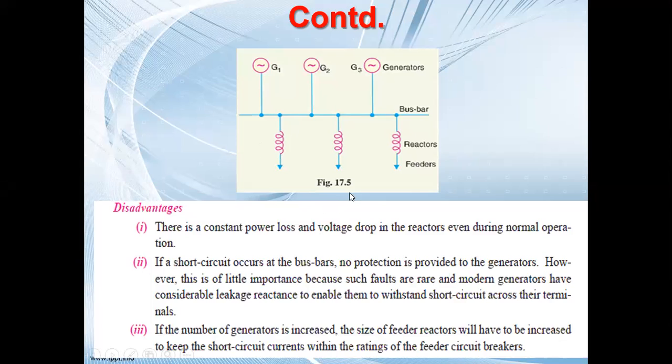If a short circuit occurs at the bus bars, no protection is provided to the generators. However, this is of little importance because such faults are rare and modern generators have considerable leakage reactance to enable them to withstand short circuit across the terminals. So that means the chances of a fault occurring at the generator side are very, very less. And that's why the generators are continuously feeding the power. Actually, the load interruption or load shedding which occurs is because of the load side, not at the generator side. The generator is always generating power.